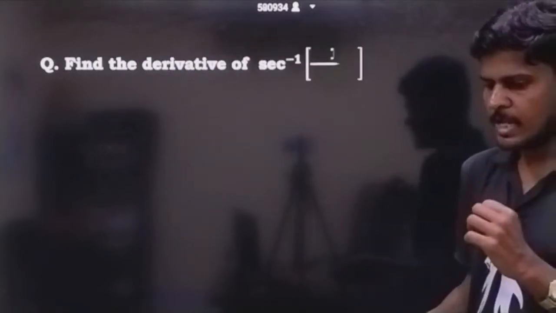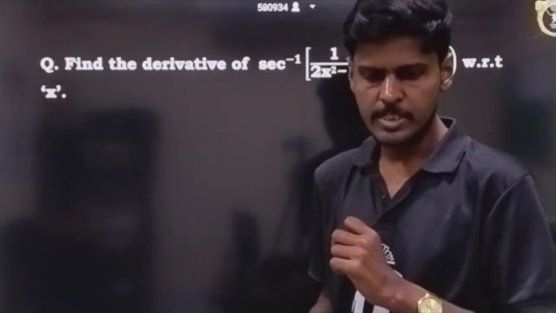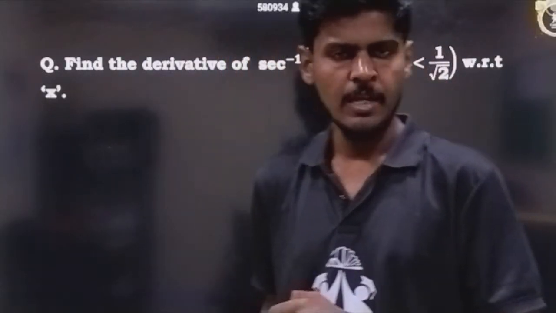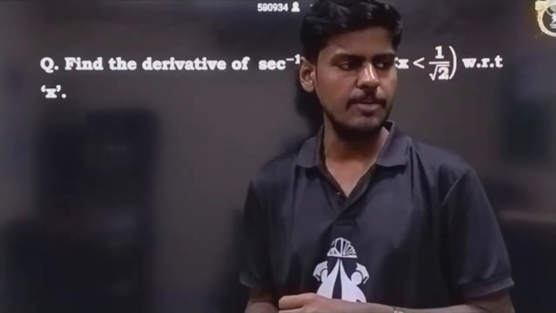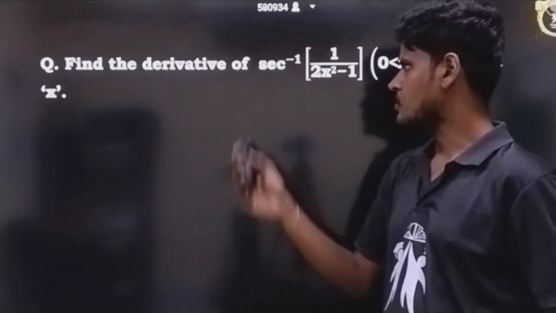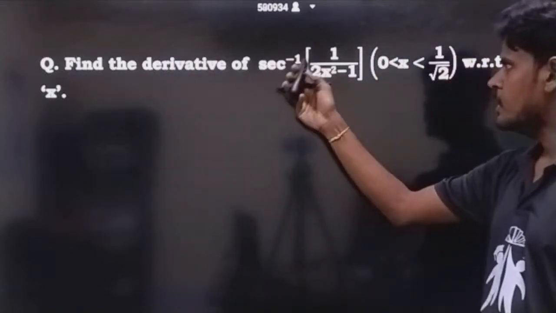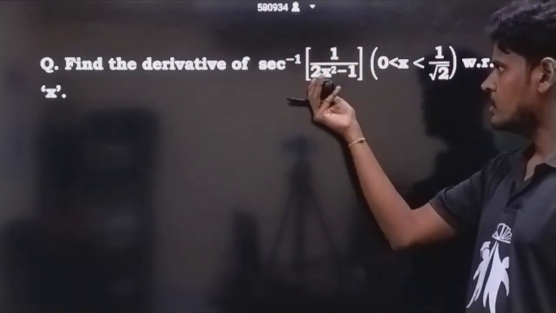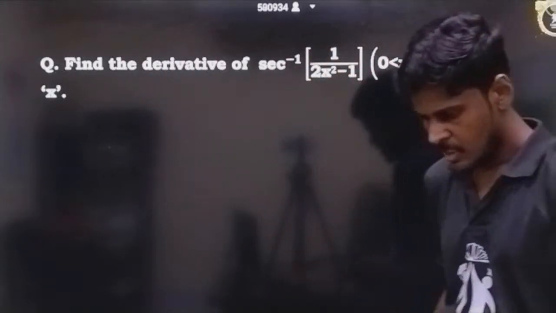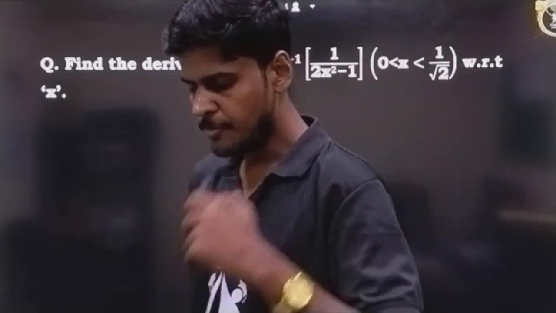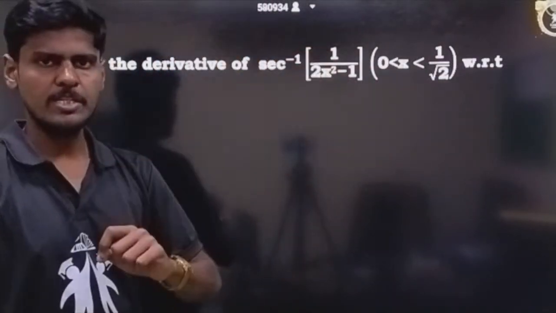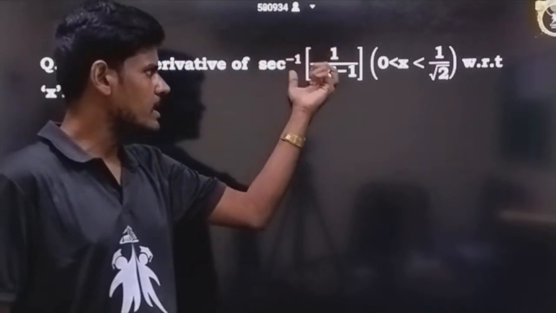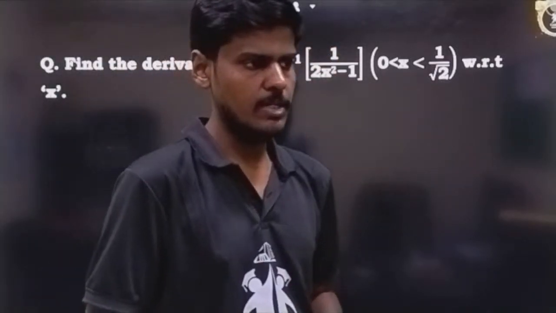So this is how we will use logarithm for finding differentiation of different functions, especially of the type function f of x raised to power z of x. Next question is, find the derivative of secant inverse of 1 by 2x square minus 1. Again by observation, if you can differentiate this directly, that is well and good, but it is a very big function. Inside we have 1 by 2x square minus 1.